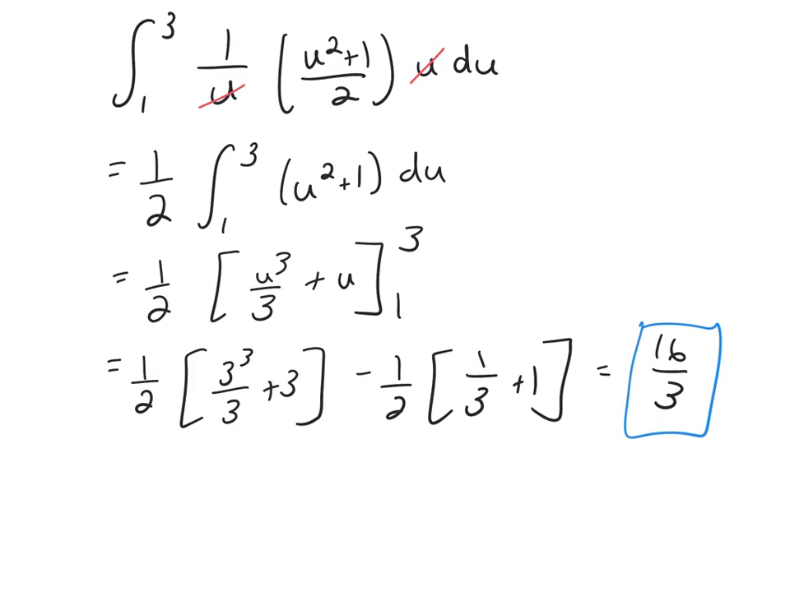So here, for this particular problem, there was a different substitution we could make. So there wasn't just one choice for our u for this particular example.